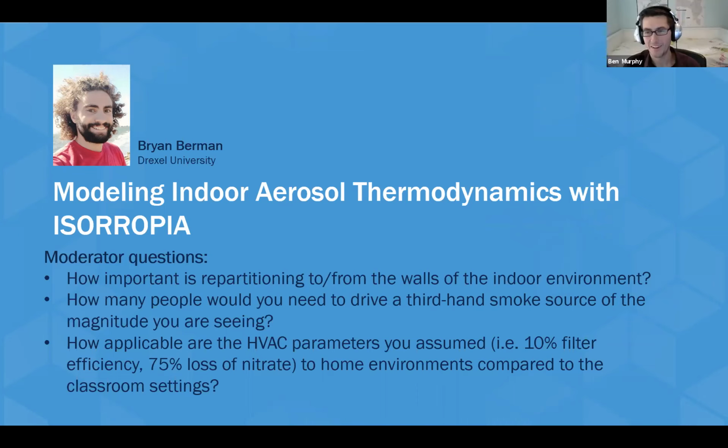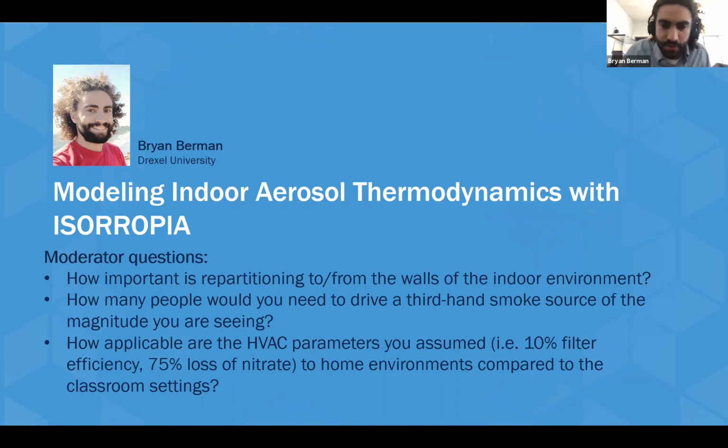Thank you very much. I noticed somewhere in your presentation, you also mentioned potential interferences with third-hand smoke. I was wondering what would need to be the magnitude of that source in order to cause the kind of interferences with your evaluation that you saw?